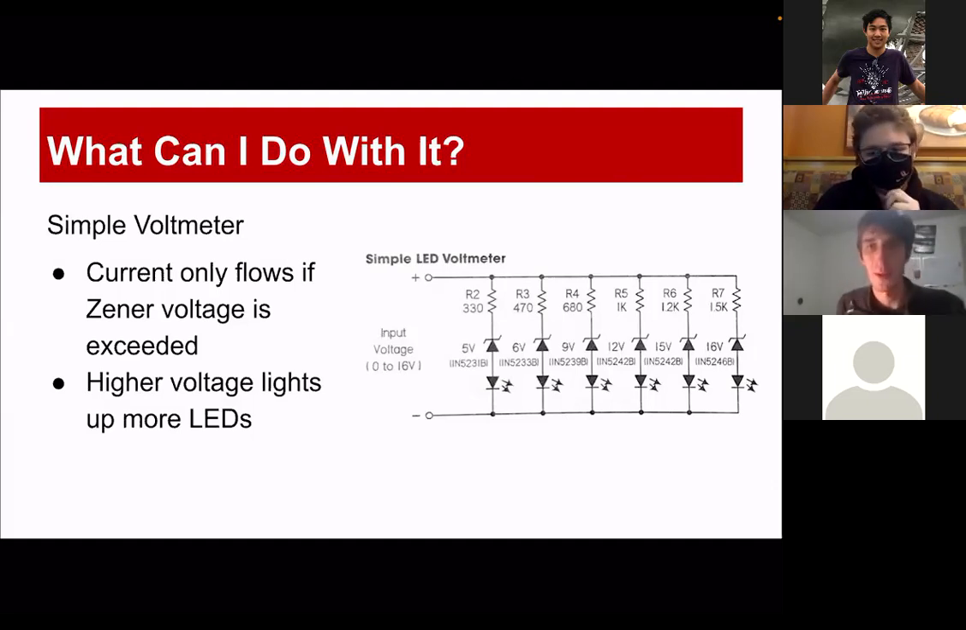So this might be useful if you want the circuit that you're working on to operate a certain way when you're at 5 volts, but a different way when you're at 15 volts. Maybe you want it to shut off.